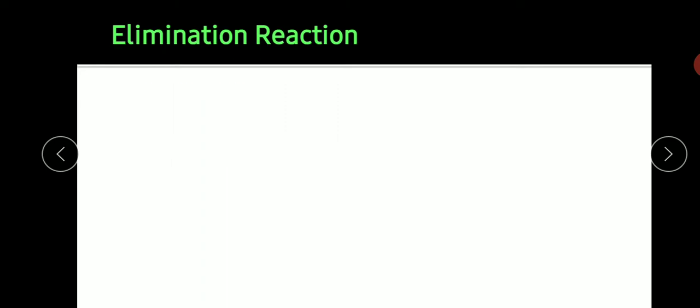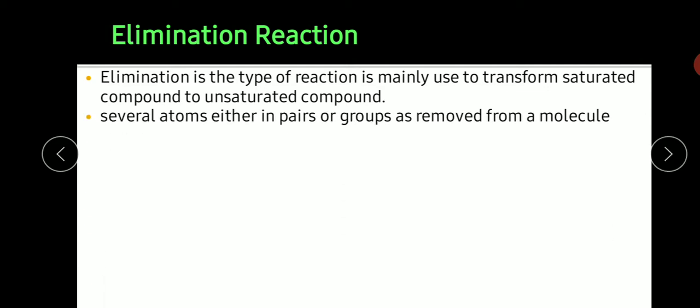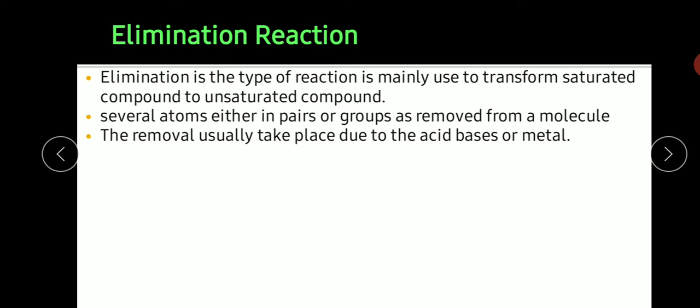Then see the second type of polar reaction, the elimination reaction. Elimination is the type of reaction mainly used to transform saturated compound to unsaturated compound. Several atoms, either in pairs or groups, are removed from a molecule. The removal usually takes place due to acids, bases or metals.